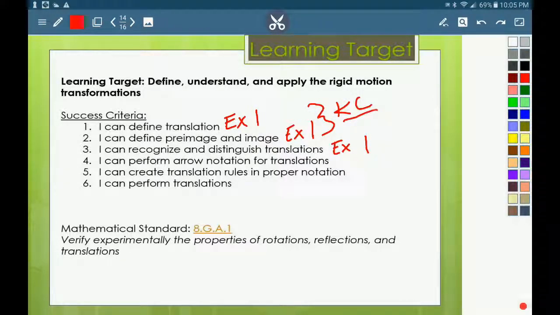I'm going to write KC for key concept. We also performed arrow notation. That was actually in example 2. And then we also created translation rules and proper notation in example 3. Now, as I said in the beginning, we will be doing more of number 6, performing translations, which we did a little bit of today, but we're going to be doing more of the hands-on performing of translations tomorrow. So you may go ahead now and start your homework.